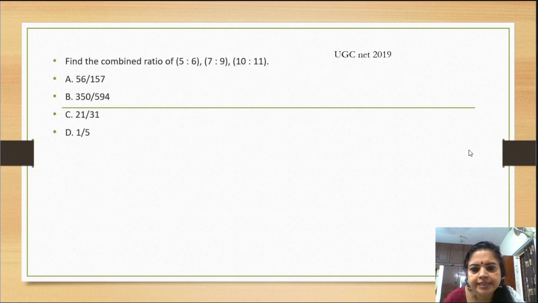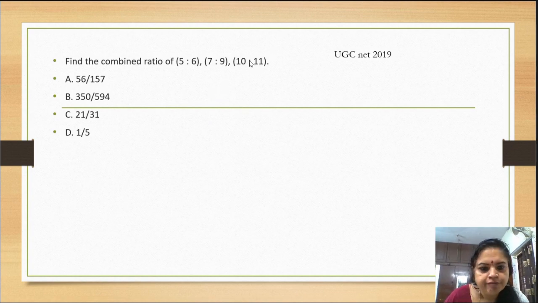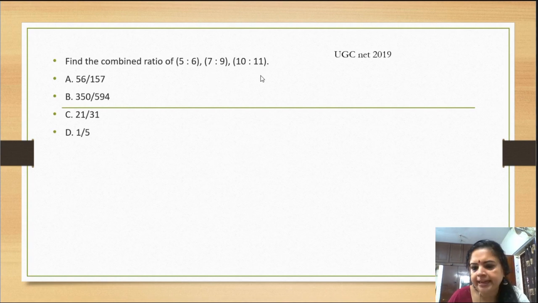Let us see the first question, that is a UGC NET 2019 question. Find the combined ratio of 5:6, 7:9 and 10:11. The answers A, B, C and D are given here. When a ratio of this form is given, as you all know, it can be represented as 5/6, 7/9, 10/11. So you are asked to find out the combined ratio.